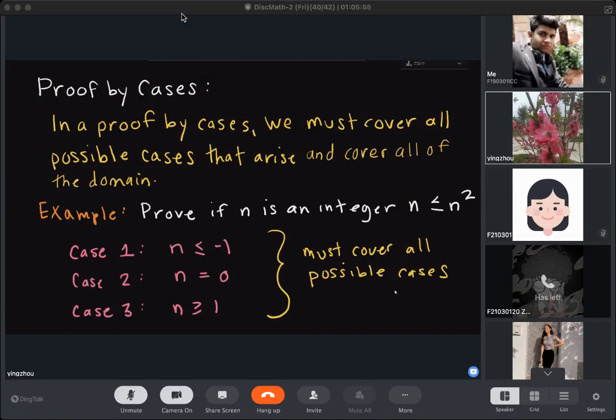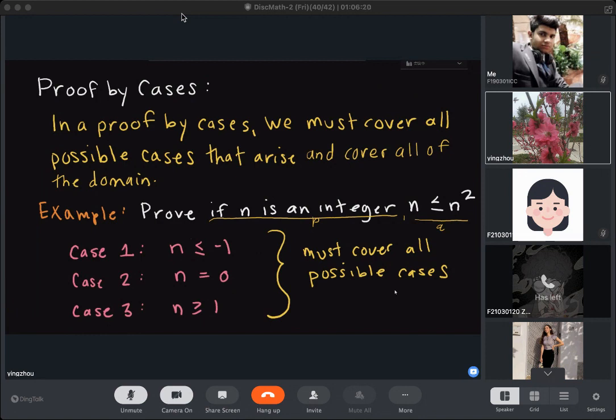When we do a proof by cases, essentially what we're trying to think through is all of the different ways in which a situation could happen. For instance, I'm going to prove if n is an integer, then n is less than or equal to n squared. So here's an implication, if p then q.